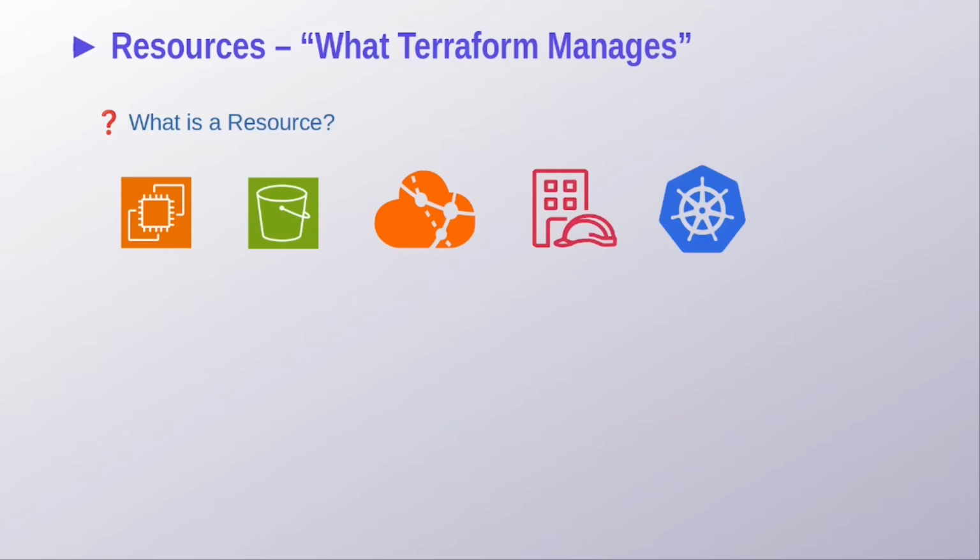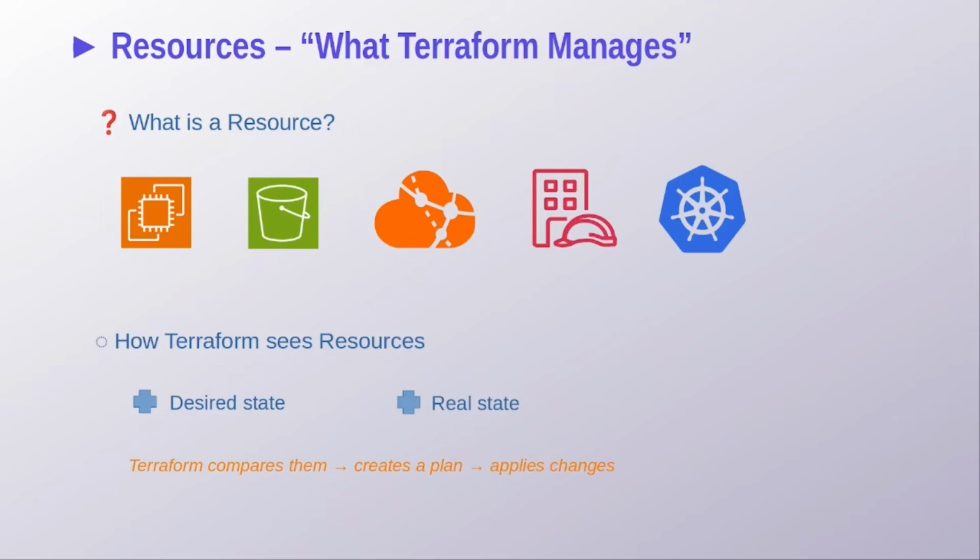Resources. What is a resource? A resource represents a real object in infrastructure. For example, an EC2 instance, S3 bucket, VPC, IAM role, Kubernetes deployment. How does Terraform see a resource? Terraform sees each resource as one node in the dependency graph. Each resource has a desired state, what you write in code, and a real state, what exists in the cloud. Terraform compares them and creates a plan.